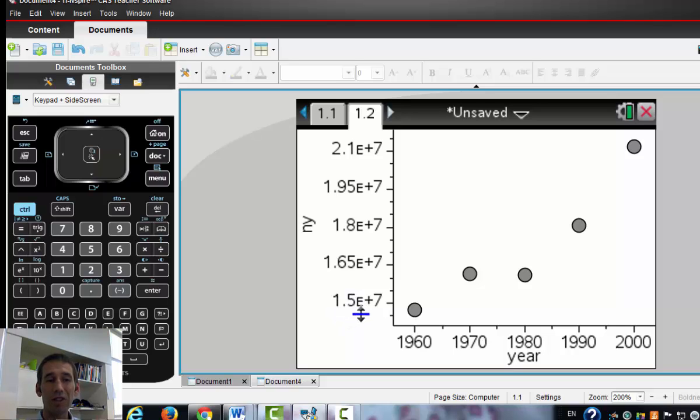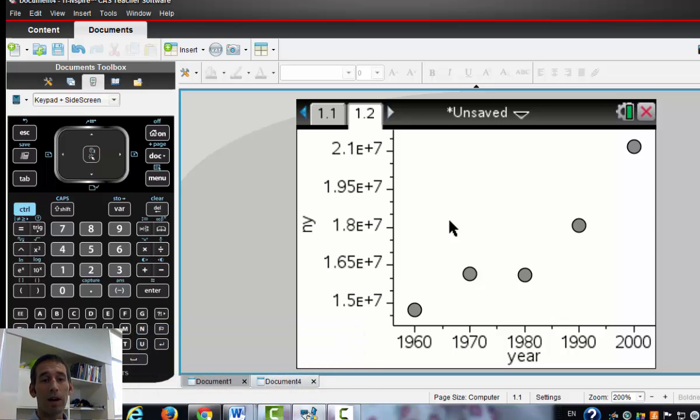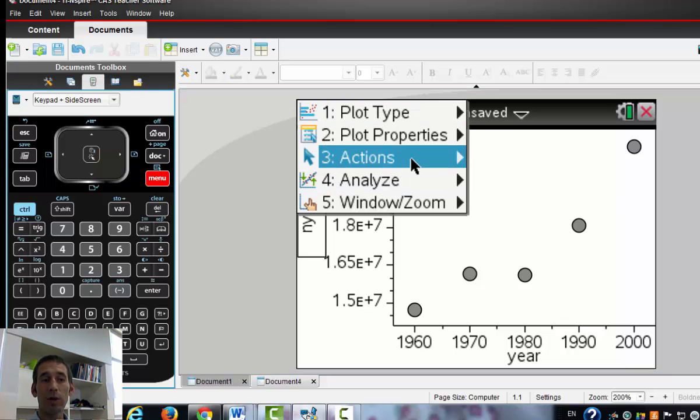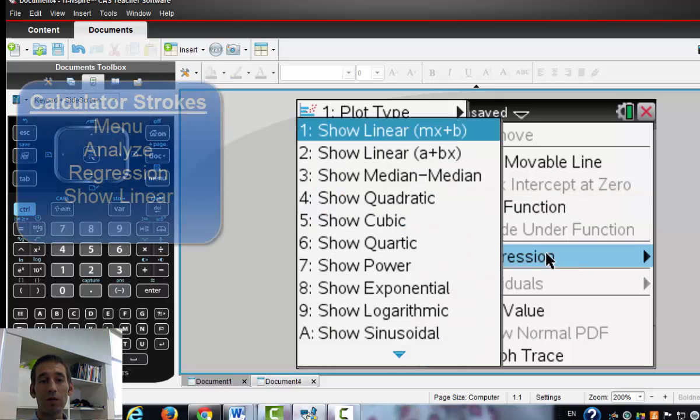On the left, you see this, we have 1.5 e to the plus 7. All that means is take this decimal point and move it 7 places to the right. So that would actually be 15 million, 16 million, 18 million, 19 million, 21 million. All right, so now if I want to know the equation that goes along with this line, I need to do some calculations. So I go to Menu, and I'm going to click Analyze Regression.